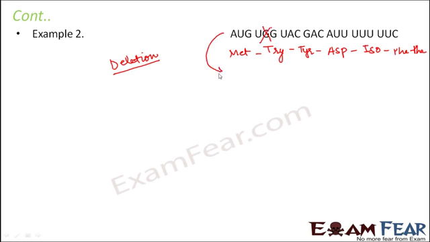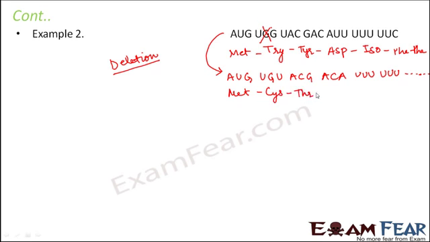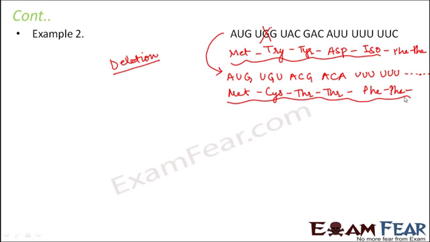So once we delete the G, what would happen? The new sequence would be AUG, UGU, ACG, ACA, UUU, UUU, and so on. This would be methionine, then UGU would be cysteine, ACG would be threonine, ACA will again be threonine, UUU would be phenylalanine, UUU again phenylalanine. Again, if you compare it with the original, there is no match at all, because in this case as well the entire reading frame has been shifted. So this is also an example of frame shift mutation.